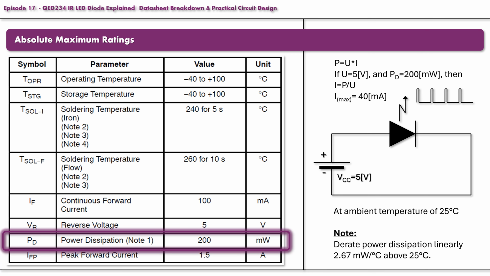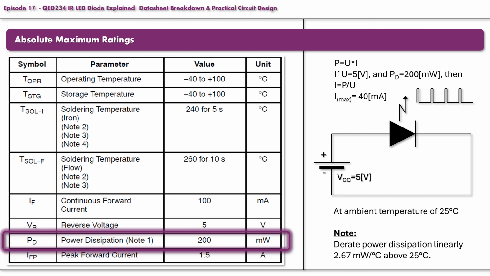Let's remind ourselves that power is calculated as the product of the voltage drop across a component and the current flowing through it. For this LED, the maximum power it can safely dissipate is 200 mW at an ambient temperature of 25 degrees Celsius. For example, if we use a 5-volt DC power supply, the maximum current we can safely run through the diode is 40 mA.